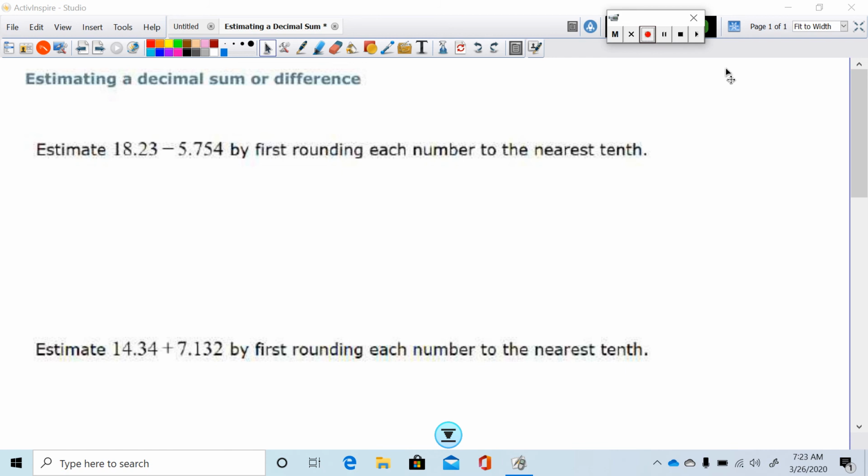In order to estimate a sum or difference, you have to round first by estimating, and then you have to do the calculation. So we're going to estimate 18.23 minus 5.754 by first rounding each number to the nearest tenth.